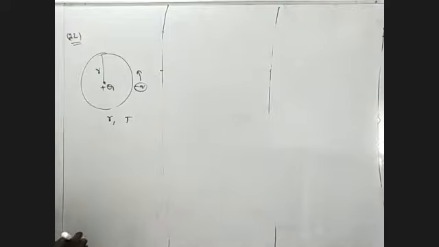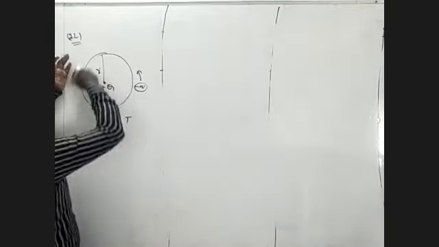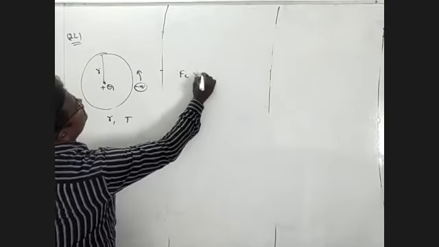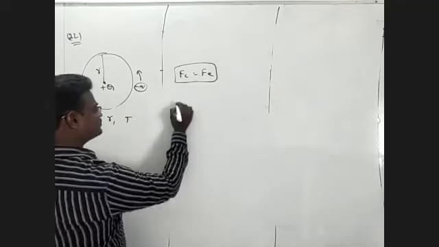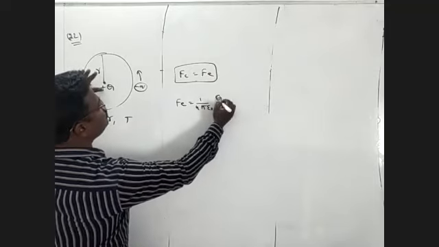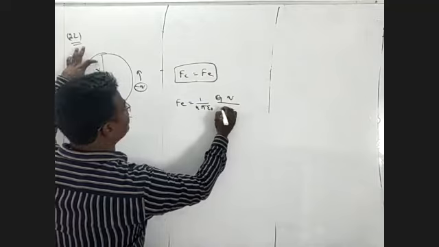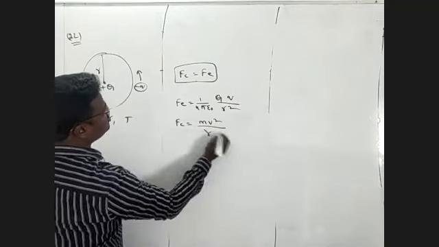Now come to the point. This negative charge moves in a circular path, so it needs a centripetal force. The centripetal force is equal to the electrostatic force. The electrostatic force is 1 by 4 pi epsilon naught times capital Q small q by r square, taking the negative charge as positive. The centripetal force is m v squared by r.